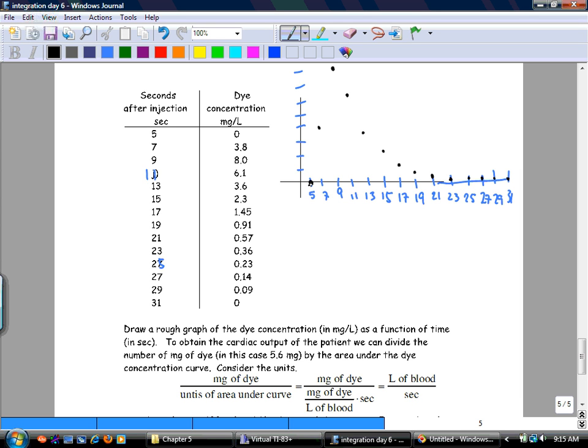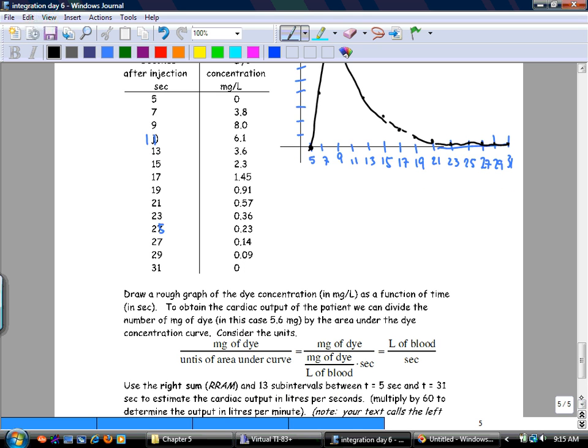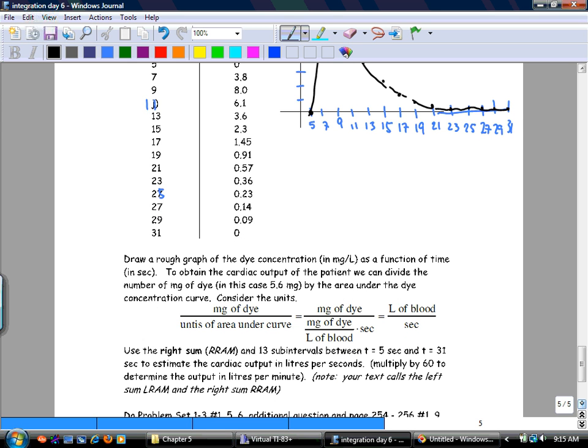So what we're asking you to do is to find the area under that curve. And we're going to do how many subintervals? 13. So your text calls the left sum LRAM and the right sum RRAM. Okay, so what are we going to do? RRAM. So the right endpoints.